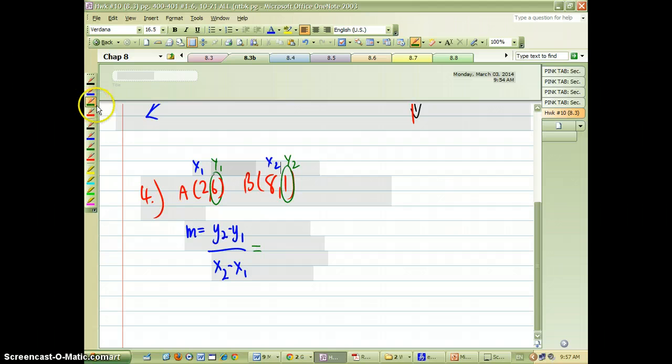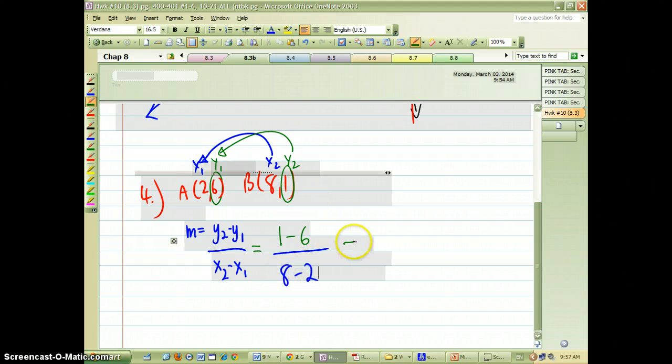So I'm going to subtract the y's. I'm going to subtract 1 minus 6. Okay, in the denominator, I'm going to subtract 8 minus 2. So that's going to give me negative 5 over 6, and I don't have to simplify anything, so I can box that answer and then move on. Very good. All right, you're going to do that several more times for a lot of questions.